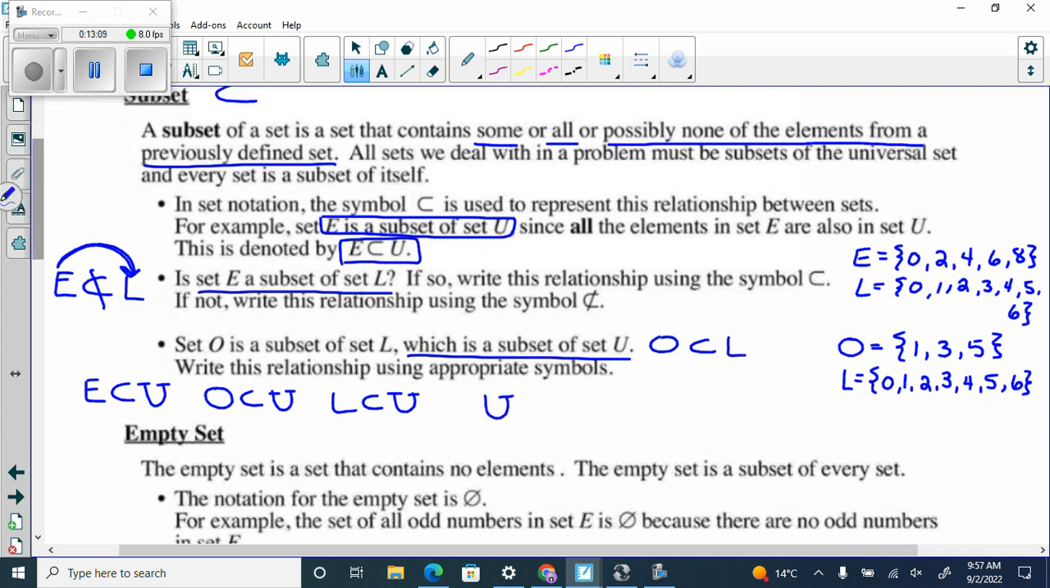The universal set is a subset of the universal set because it can contain all, some, or none. So every set is actually a subset of itself. That's a trick question that pops up all the time. Like A is a subset of A. So actually, E is a subset of E, O is a subset of O, L is also a subset of L. It just contains everything. So the definition of a subset is that everything from the first set has to be contained in the other one, right? Well, everything in the universal set is contained in the universal set, so it is a subset of itself.